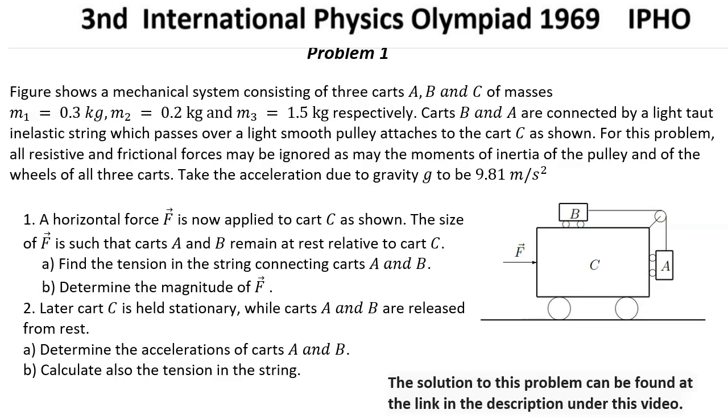A. Find the tension in the string connecting carts A and B. B. Determine the magnitude of F. Part 2. Later, cart C is held horizontally while carts A and B are released from rest. A. Determine the accelerations of carts A and B. B. Calculate all the tensions in the string.